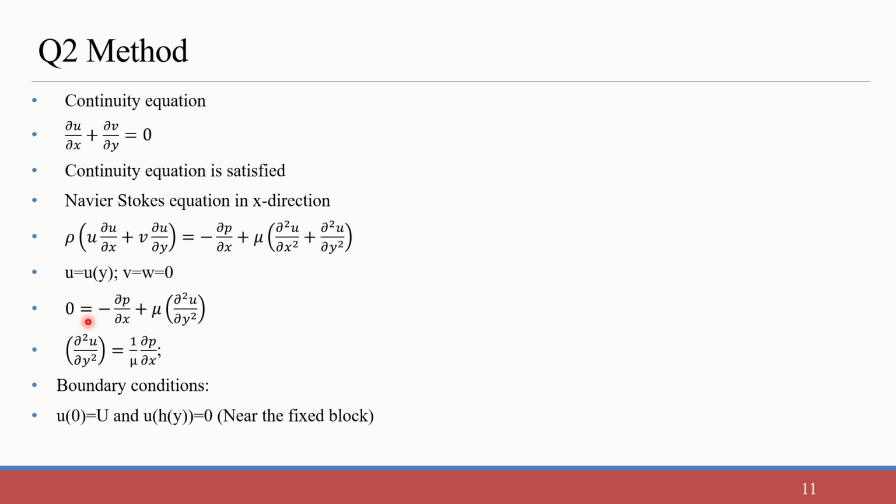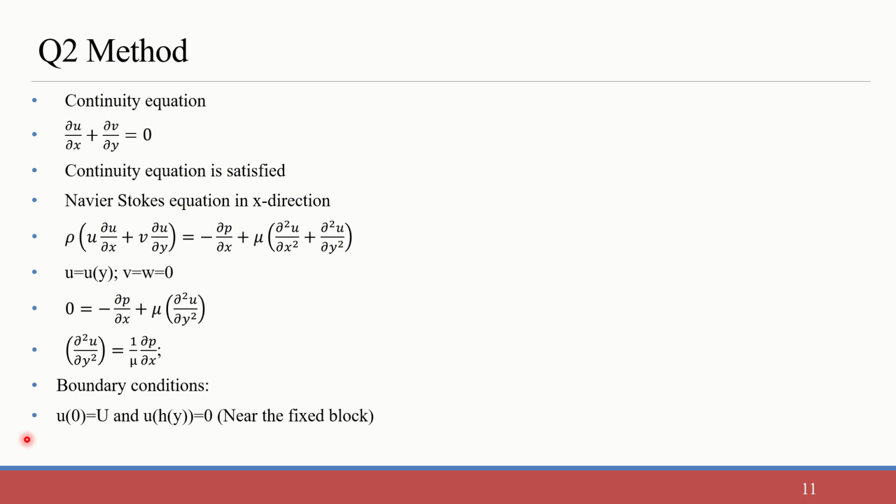It is a second order differential equation: dou square u by dou y square is equal to 1 by mu dou p by dou x. The boundary conditions given are u at height 0 is capital U, and u at the fixed block is again 0, as stated in the question. So that is question 2.